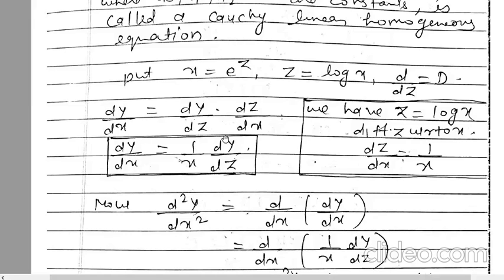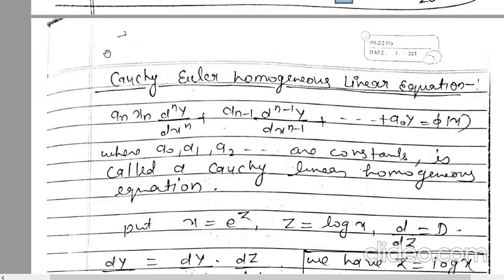Now dy upon dx is dy upon dz into dz upon dx. We have z is equal to log x, so we can find dz upon dx from here. So your dz upon dx will be 1 by x. So you can write the value of dz upon dx here. You can see in the Cauchy-Euler equation, there is an x with d^n y upon dx^n, and here x^(n-1) will be there. Just by mistake I forgot to write x^(n-1) here, plus x^(n-2) d^(n-2). That means in each and every derivative, you will get a multiplication of x of the same order, right?